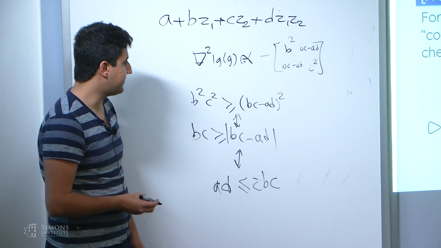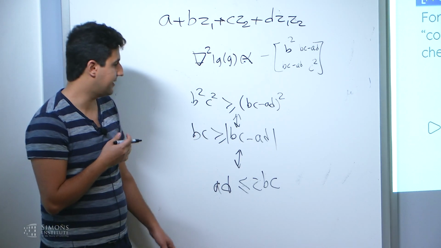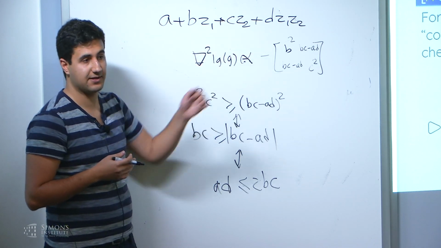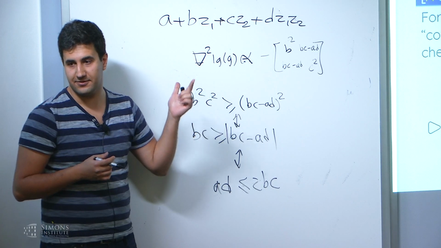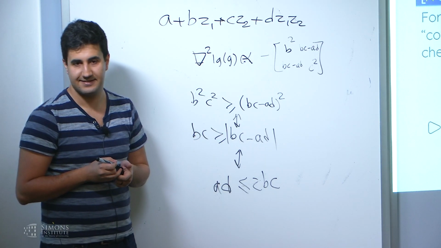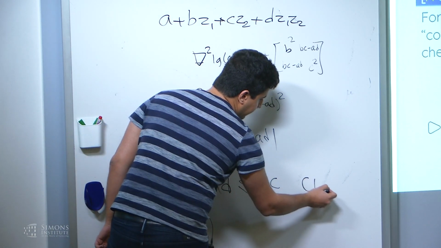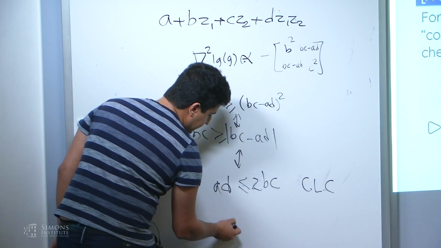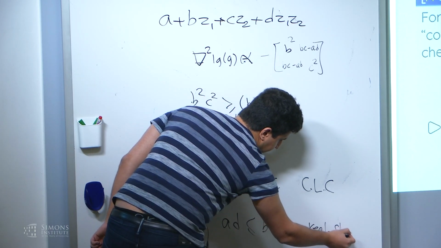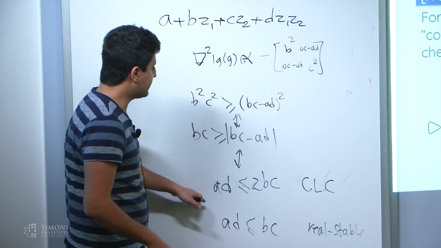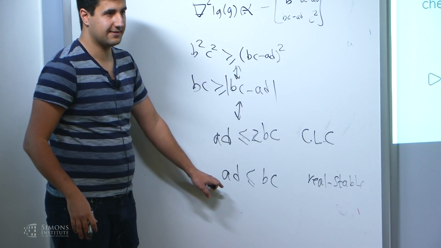Okay. So if you remember, you had an exercise. I don't know if you went over it or not, but during Cheyenne's talk, you had an exercise to check when this thing becomes real stable, right? So does anybody remember what the condition for real stability was? It is ad less than bc. Yeah. So this is the condition you need for being completely log-concave. For real stability, you need ad less than bc. So this already tells you that there are things which are completely log-concave but are not real stable, right?